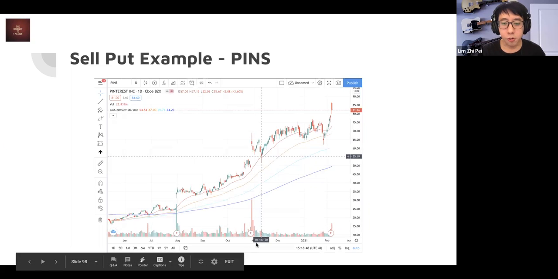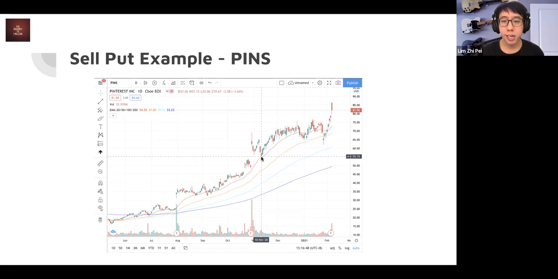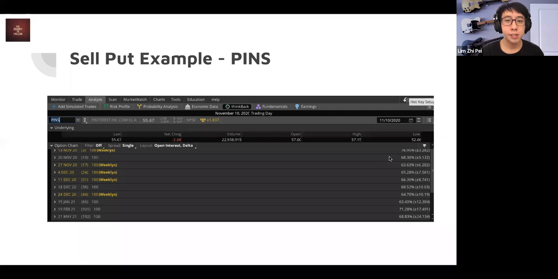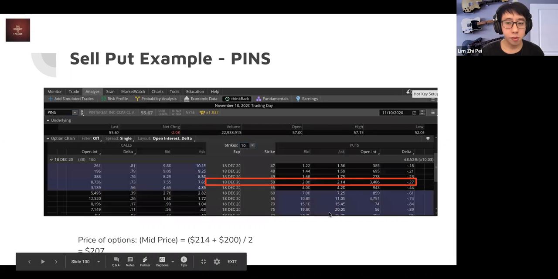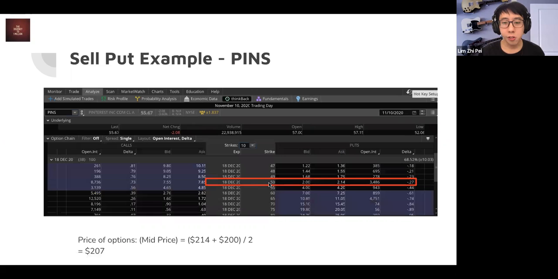So I was showing the November 10 day when it drops quite a lot, and it is at a good support at the EMA 20. And at that time, the stock price is actually $55. So similarly, I go to this options chain and I choose $50 strike price.